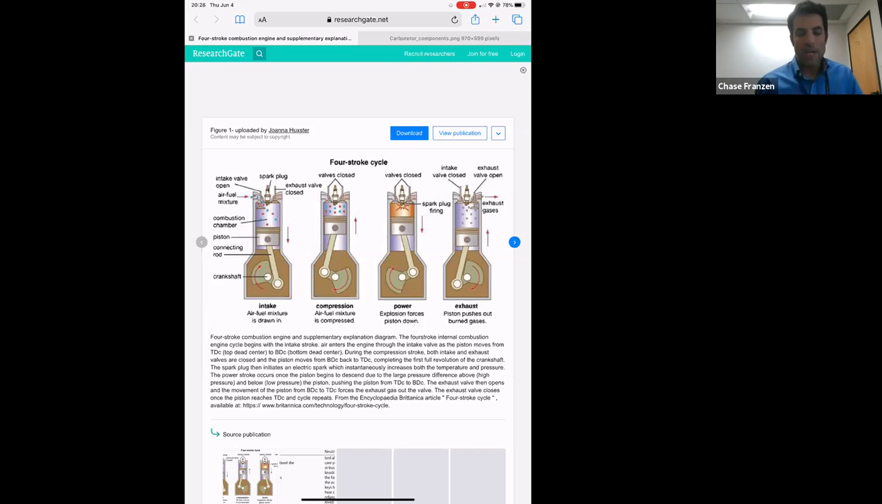There's a couple situations that you need to be aware of in a power plant that can cause a loss of power. Really two things: detonation.